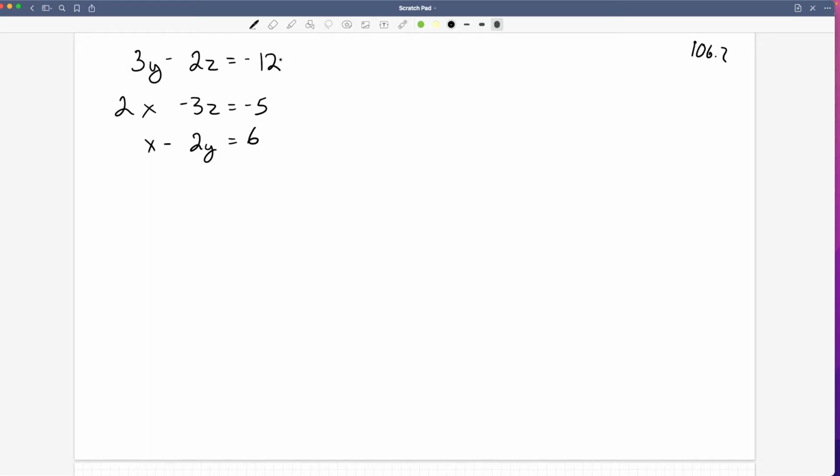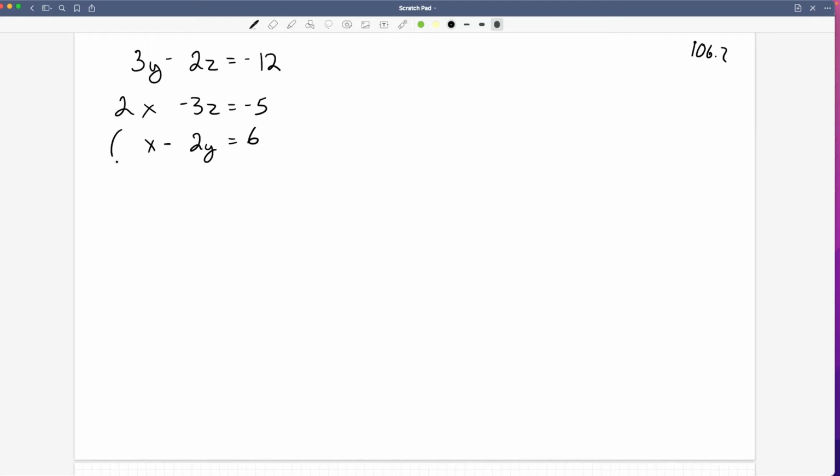106.2 FM. So let's solve for one of these equations to start with. So I'm looking here again, and I see 3y, 2y, 2z, 3z, 2x, 1x. This is going to be the easiest one to solve for. So why don't we do it?